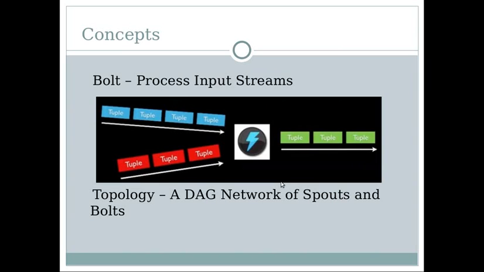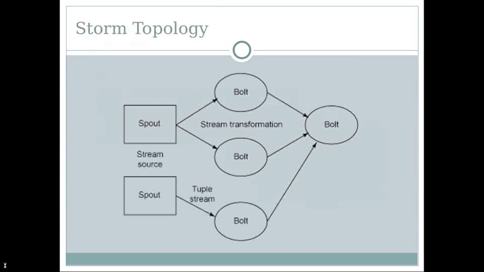Next is the bolt. Bolts process the input streams generated by the spouts. Bolts can do functions such as aggregation, filtering, joining, etc. And then the last one is the topology. A topology is nothing but a directed acyclic graph network of spouts and bolts. A topology is how you submit a computation for Storm to process. It is similar to a job in Hadoop MapReduce.